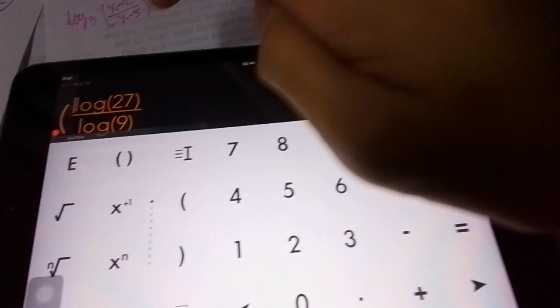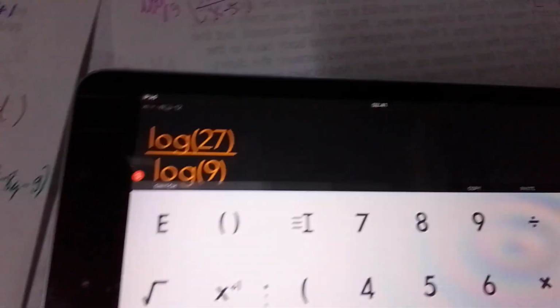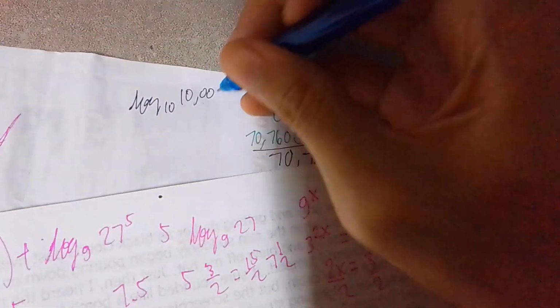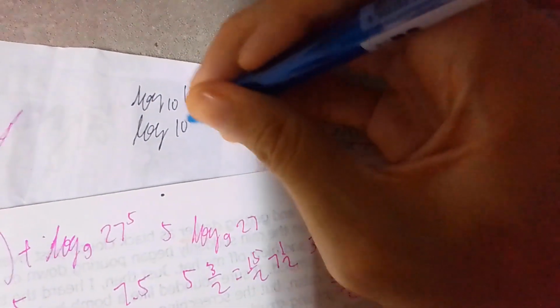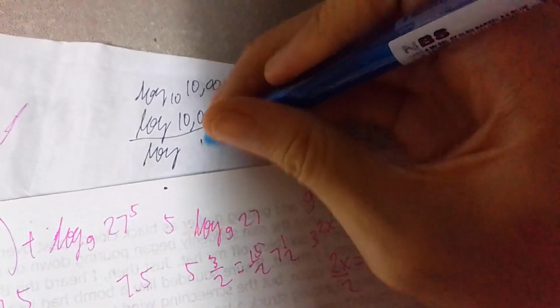We can apply the change of base method like this. This is how you apply the change of base method. The change of base property in logarithms goes like this. For example, you have log base B of A. So therefore, log of the answer comes first, divided by log of the base. Or for example, if you have log base 10 of 10,000, if you were to apply the change of base property, it goes like this: log of 10,000 divided by log of 10.